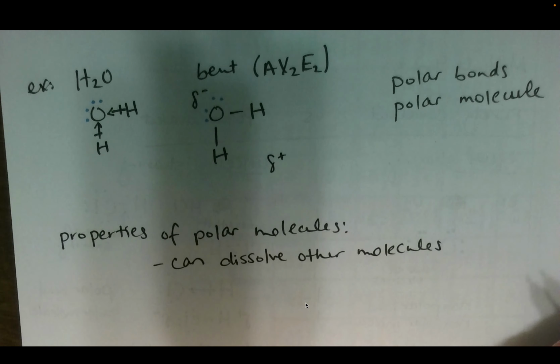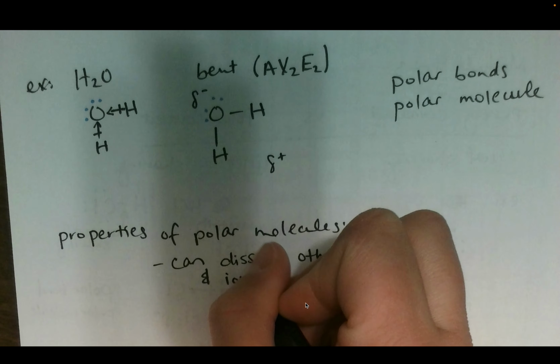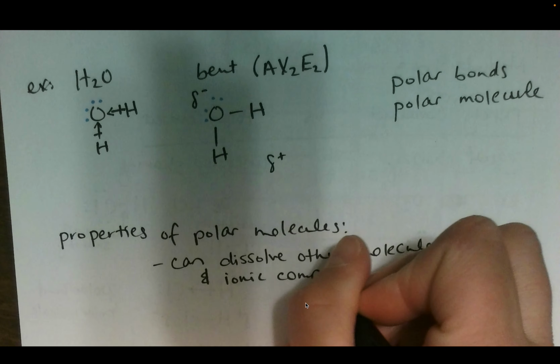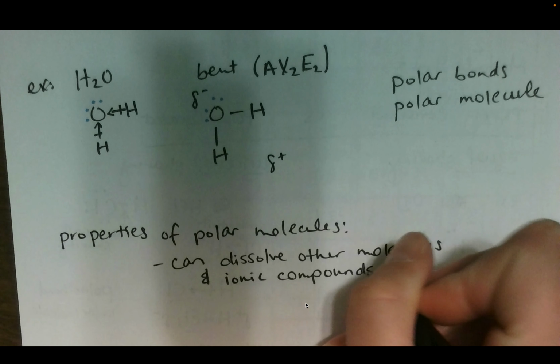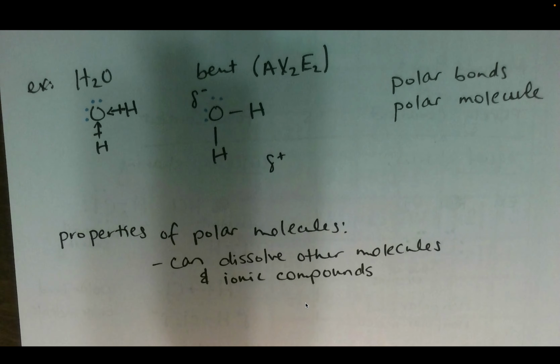We know a lot of things dissolve in water, so that makes sense, right? Water is a polar molecule, so it can dissolve other polar molecules. It can also dissolve ionic compounds. This makes sense because ionic compounds don't share electrons. One takes, one gives, creating that electrical charge where one thing's positively charged, one thing's negatively charged. There's a way to draw this out, but it's a little confusing. Just know that polar molecules can dissolve other polar molecules and ionic compounds.